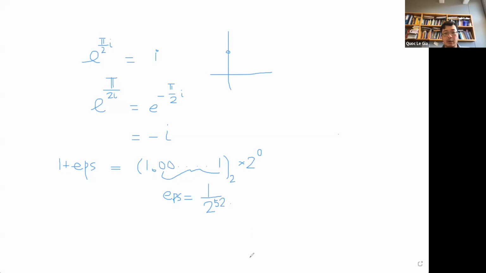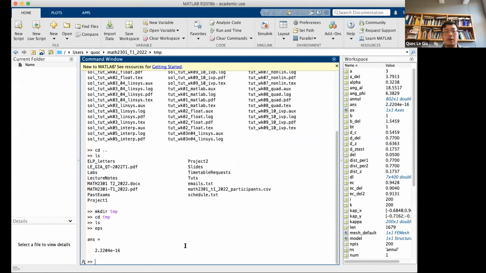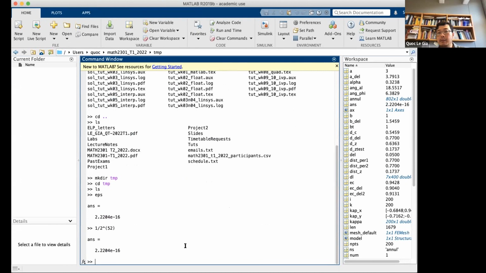Okay, so I can share my Matlab with you. You put in eps, you get 2.2 times 10 to the minus 16, and you put in 1 over 2 to the 52, so you get the same number. Someone asks: does 1 over 2 to the 53 become 0? Good point. Let's try it.